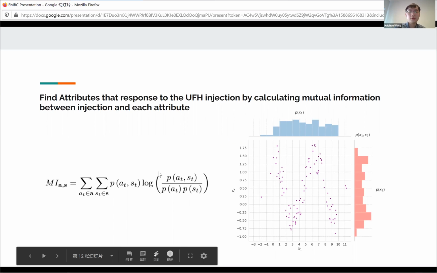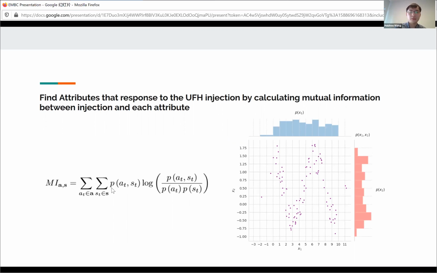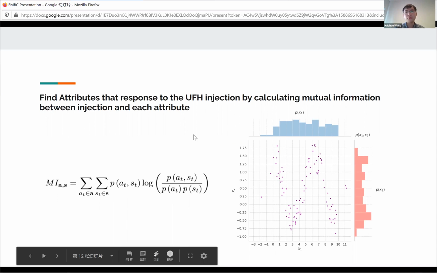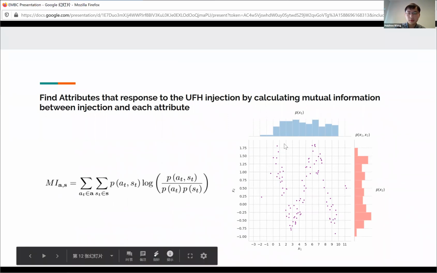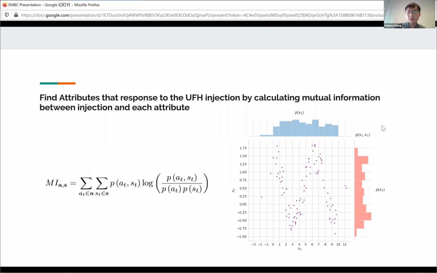So here's the illustration of how to calculate the mutual information. Here's the equation. We need to find out the marginal probabilities and the joint probabilities. The diagram on the right shows how to find the marginal probabilities. For the marginal probabilities, we just count the number of data points in this long bin and divide it by the total number. And for the joint probabilities, we calculate the number of data points within this one little square cell and divide it by the total number.